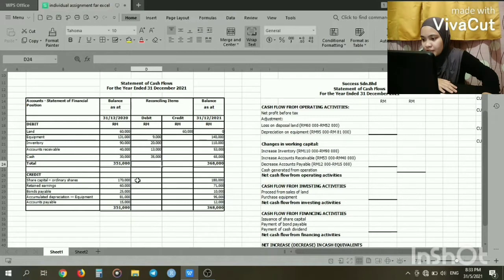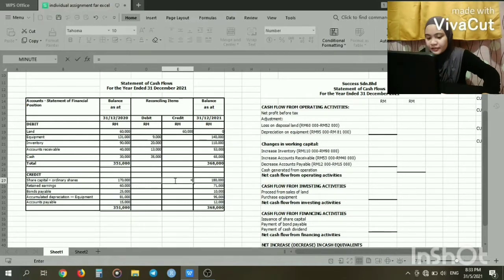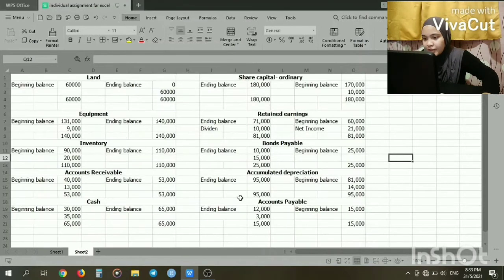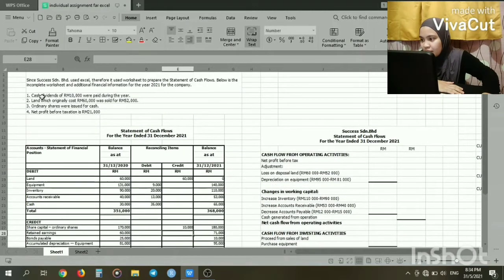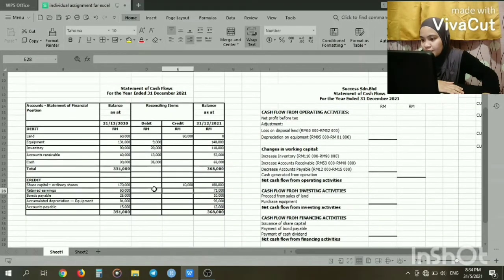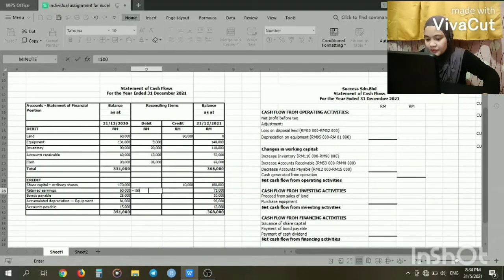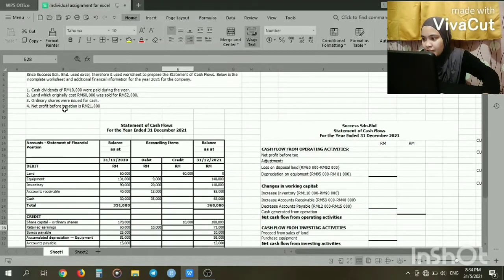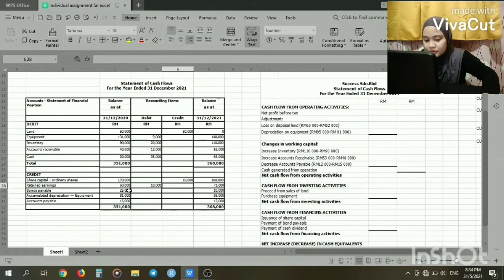First and foremost, share capital, ordinary shares. We need to put the amount at the credit side because we assume that the company issued shares. For retained earnings, as we can see from this ledger, there is a beginning balance and an ending balance, and for dividends, we put it at the debit side. As we can see from the additional information, cash dividends of 10,000 ringgit were paid during the year. So we put 10,000 at the debit side. At the credit side, we need to put the net profit before taxation, 21,000.